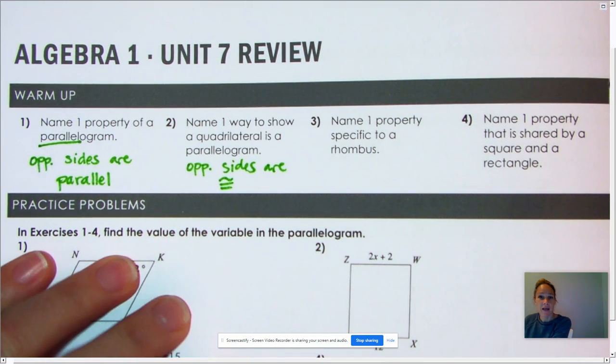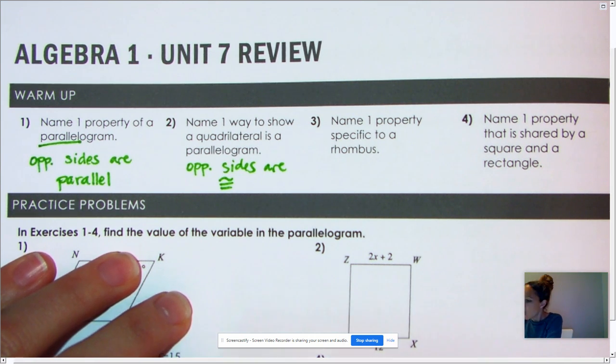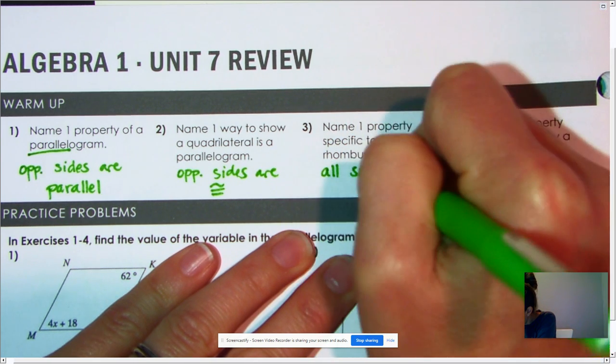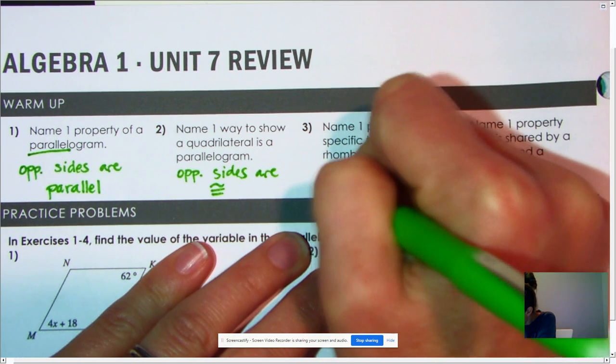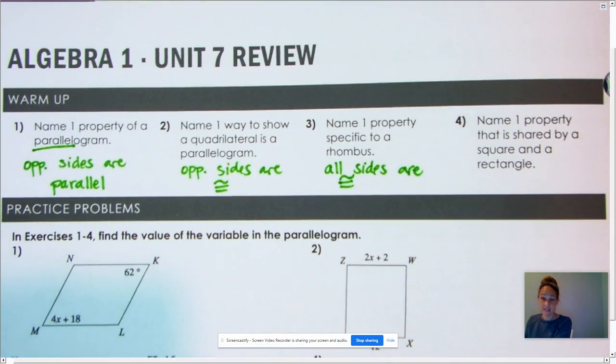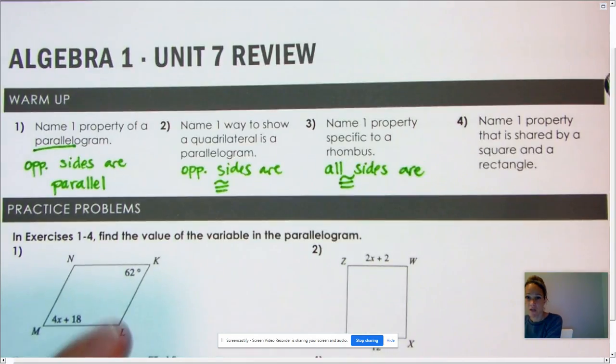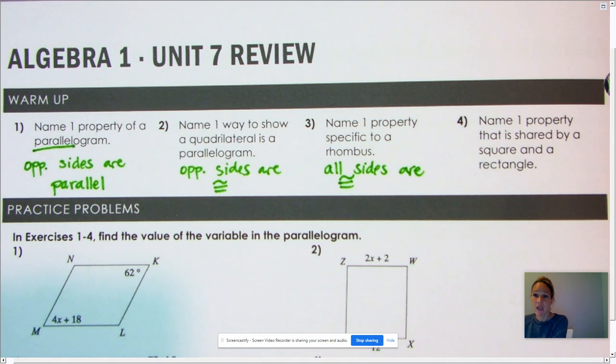Okay, name one property specific to a rhombus. All sides are congruent. Okay, so all four sides are the same. It looks like a diamond, right? Or a square. Square is a rhombus also. Square is both a rhombus and a rectangle. Name one property that is shared by a square and a rectangle.